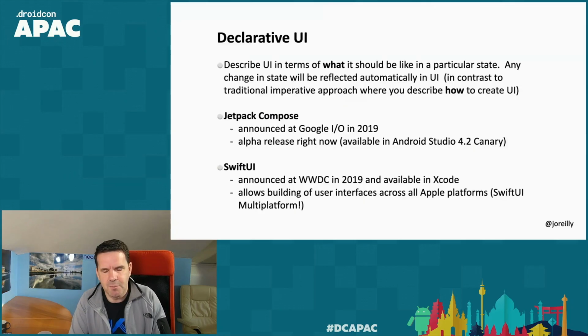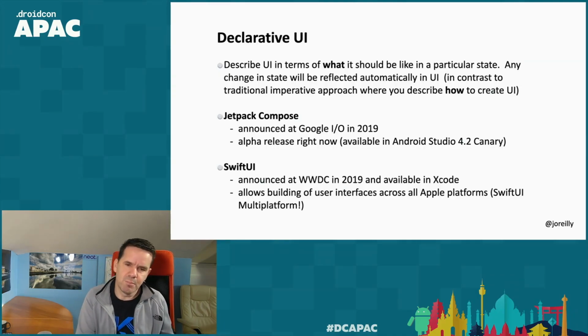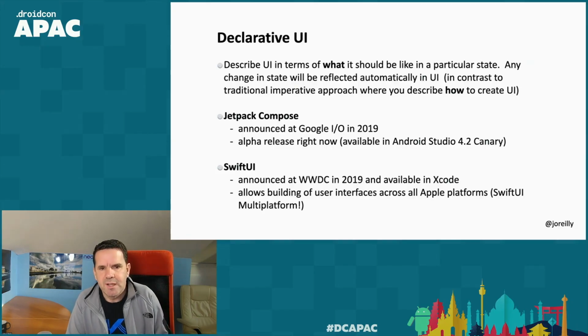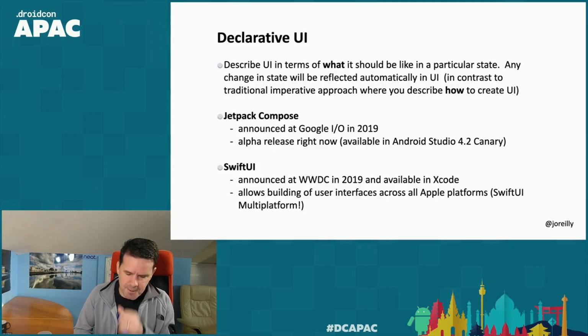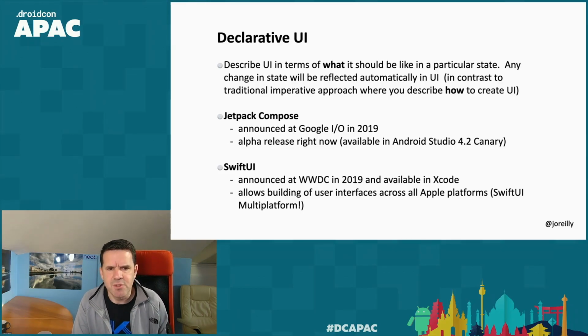So again, just level set on Declarative UI. You may have seen there's a couple of other talks earlier, and I think there's some more tomorrow on Jetpack Compose specifically, but Declarative UI is typically described as the what versus the how. In a declarative UI framework like Compose or SwiftUI, we declare what our UI should look like in a particular state. And state is a very critical aspect of this approach. Any change in that state will then be reflected automatically in the UI. And in the Jetpack Compose world, people talk about smart recomposition, this optimal recomposition of the UI as the state changes. And this is in contrast, obviously, to traditional imperative approaches where we describe how to create the UI.